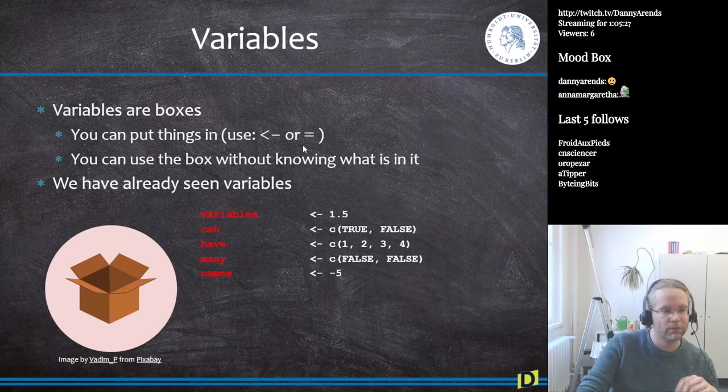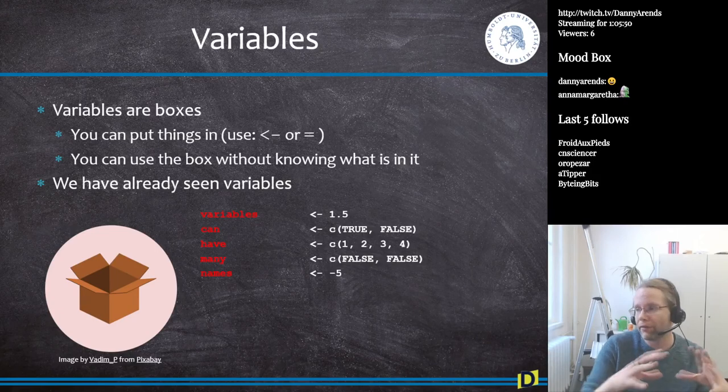Okay, so variables we've already seen. Variables in my mind are boxes. You can put things in the box, using the arrow or the assignment operator. But you can use this box without knowing what's in it, and that's the nice thing about variables. So in the mind, they are a layer of abstraction.